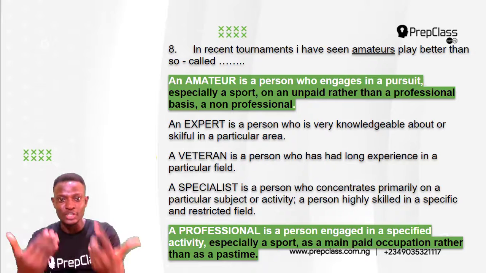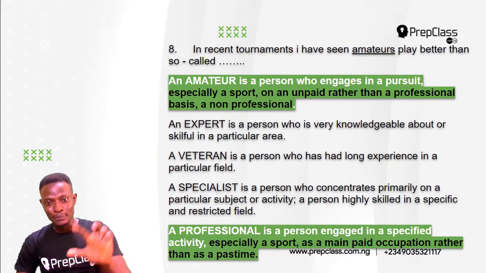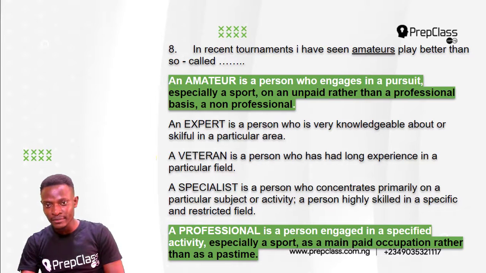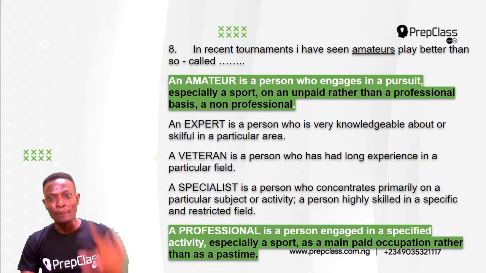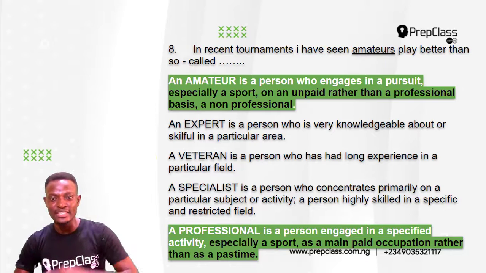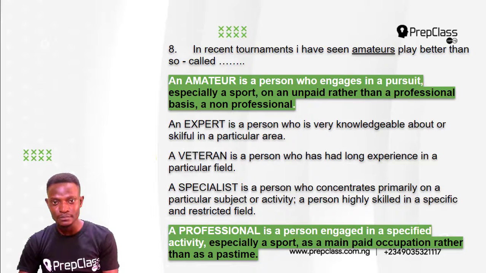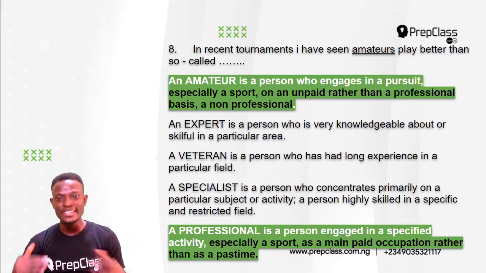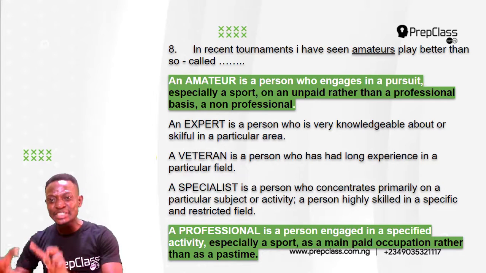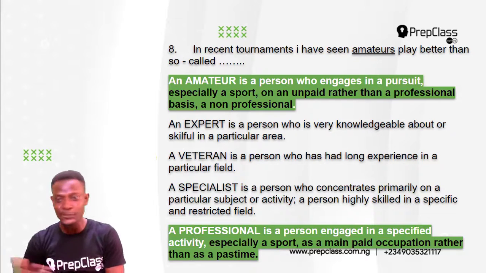Now, look at amateur. You can see especially a sport. Professional, especially a sport, as a main paid occupation. But in amateur, we have on an unpaid rather than a professional basis. So the opposite in meaning to amateur is a professional. An amateur is a person who engages in a pursuit, especially a sport. A professional is a person engaged in a specified activity, especially a sport.